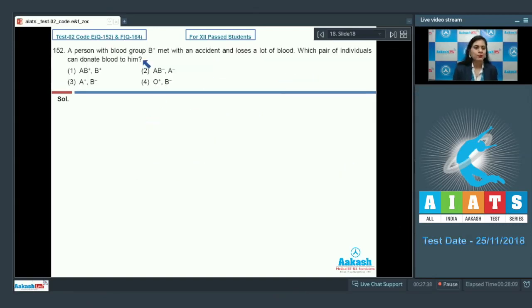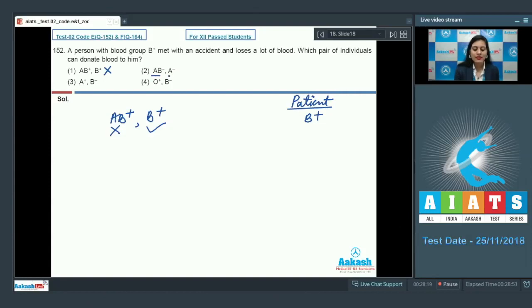Question number 152. A person with blood group B positive met with an accident and loses a lot of blood. Which pair of individuals can donate blood to him? In the first option given is AB positive and B positive. So B positive can donate blood to this patient which has this blood group B positive, but AB positive cannot donate blood to this patient. So this is an incorrect option.